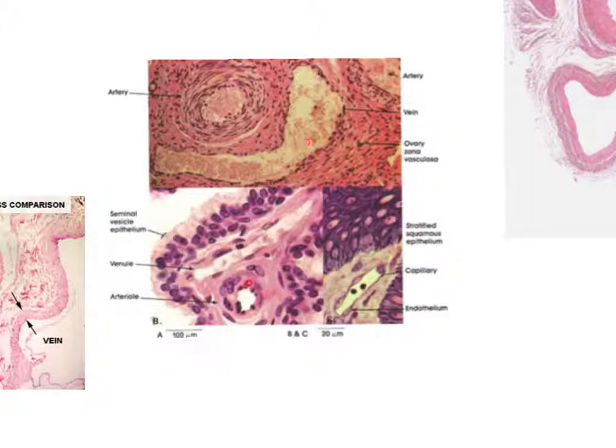And again here you've got the artery, nice and thick, spherical in shape, and the vein or venule, which is much more irregular in shape and has a much thinner wall.